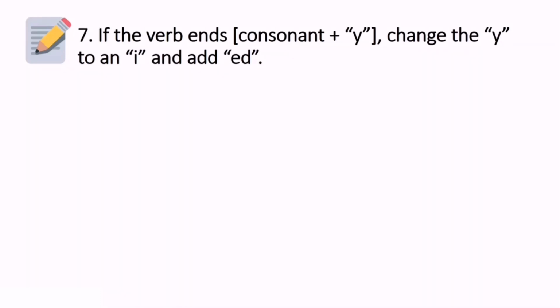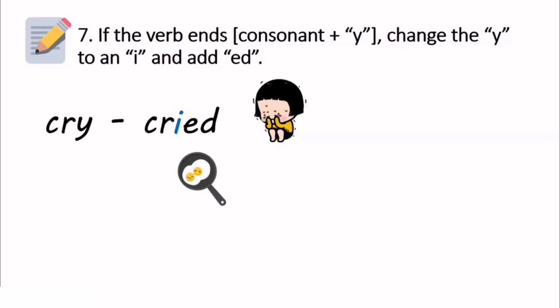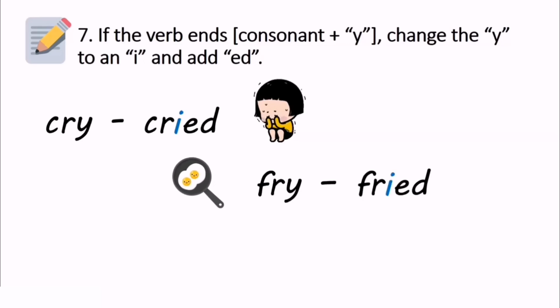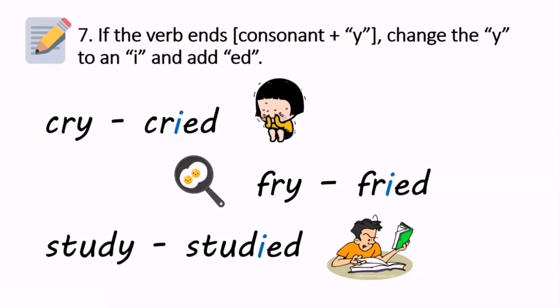If the verb ends with consonant plus y, change the y to an I and add ed. Look at the examples. Cry, cried; fry, fried; study, studied. Take note that we replace y with I and then we add ed.